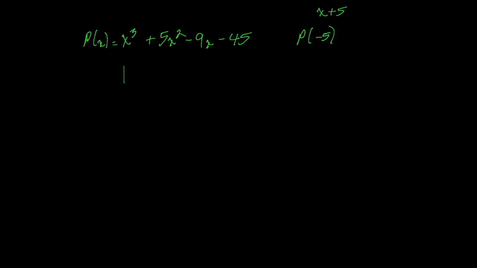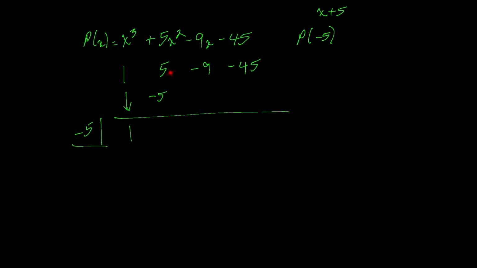So 1, 5, negative 9, and negative 45 are my coefficients. Now notice x cubed, x squared, x, and a constant. So I don't have to put any placeholders in here. So how this works is I drop the first digit. And then I'm going to multiply. Different people put this in different places. I tend to put it down here. But how we do this again is negative 5 times 1 equals negative 5.